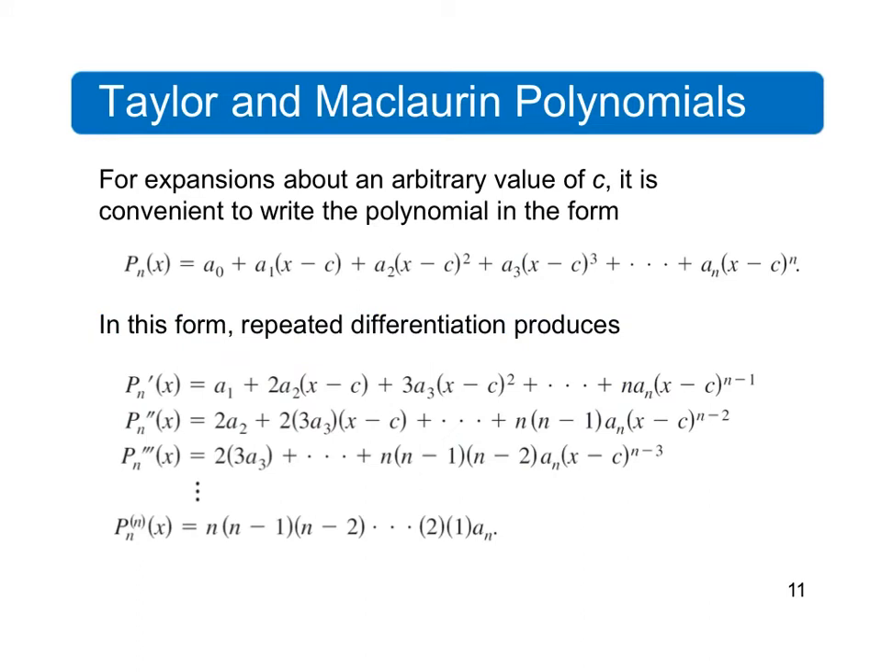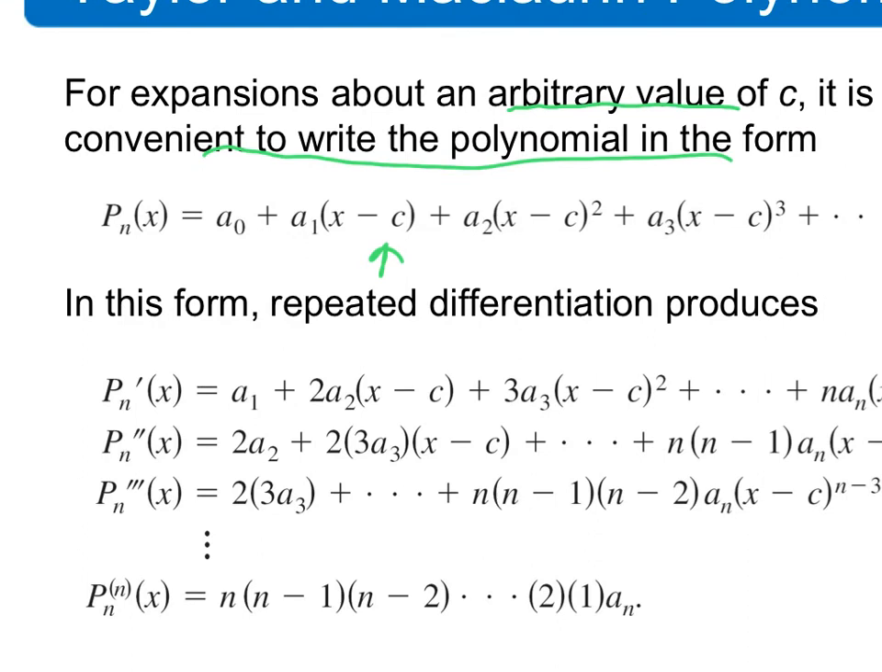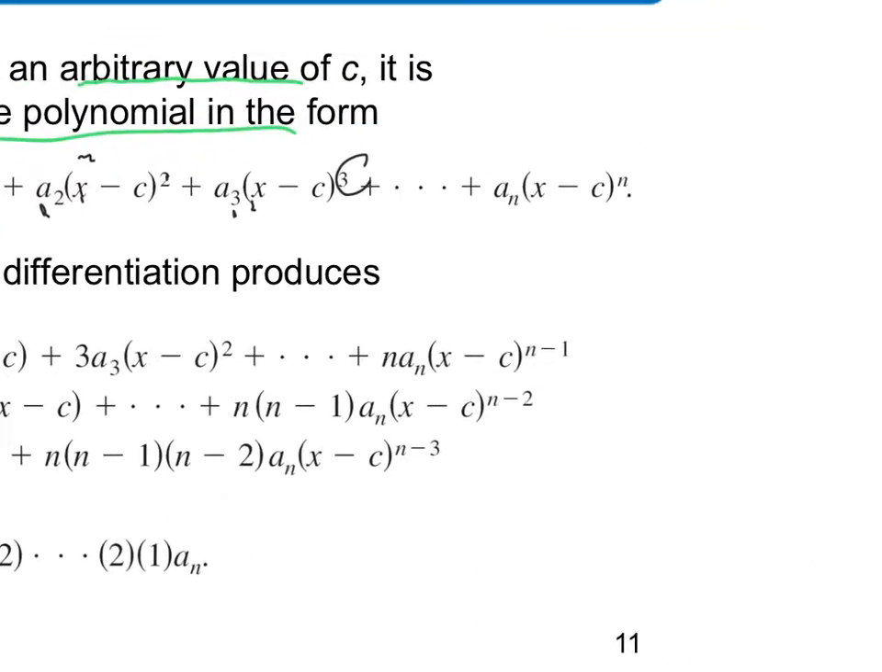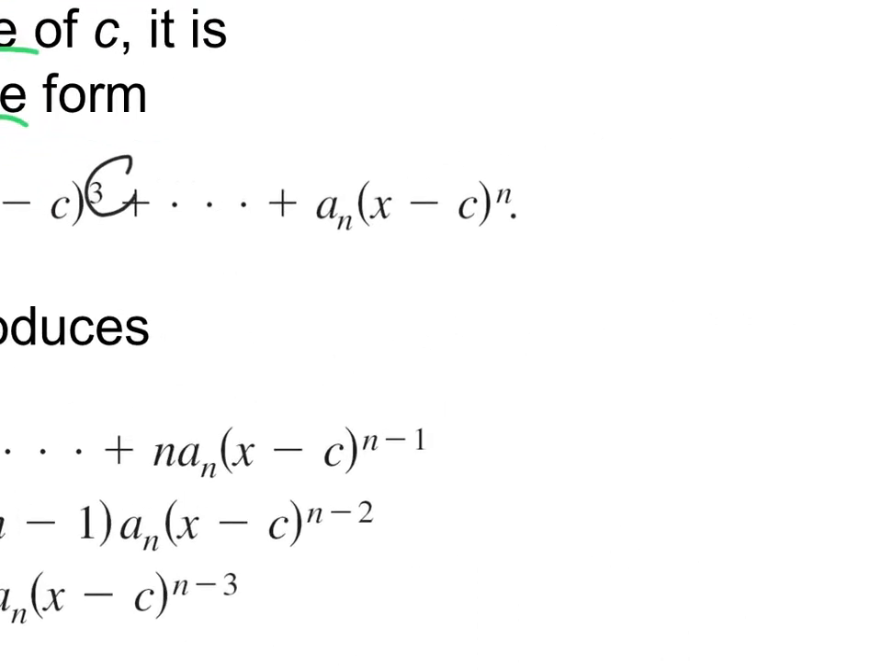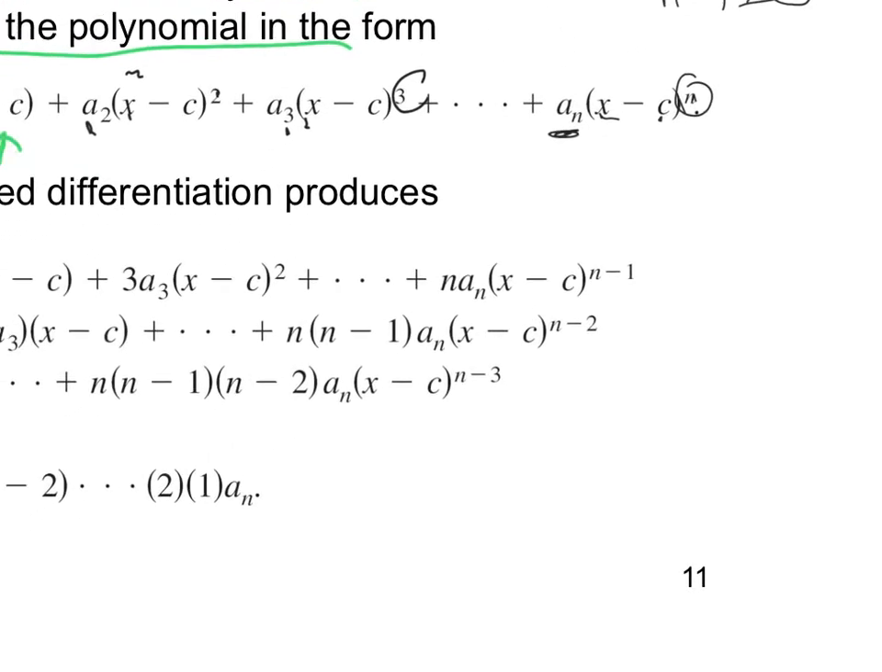For expressions about an arbitrary value of c, it's convenient to write the polynomial in this form. In other words, what if we don't know what the center is going to be? Generically, you have a constant term, an x to the first power term, an x to the second power term, an x to the third power term, and these constants, a sub 0, a sub 1, a sub 2, a sub 3, technically go on forever, as n approaches infinity. So whatever you have, a sub n times x minus c to the nth power.